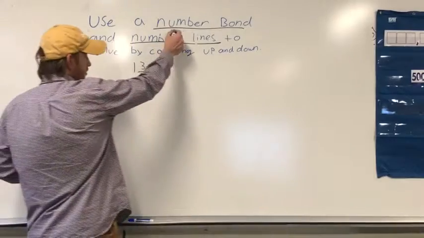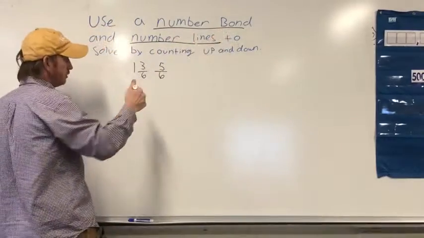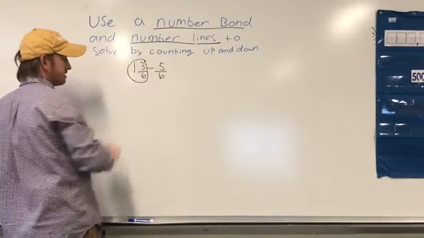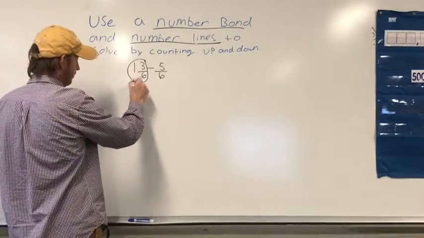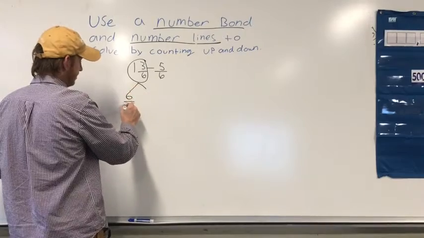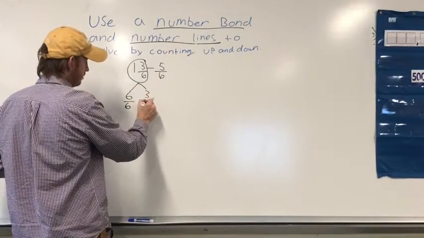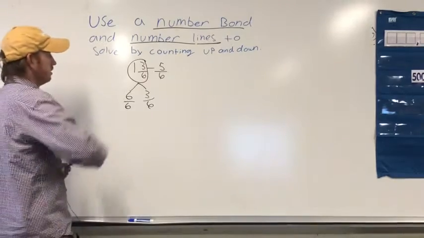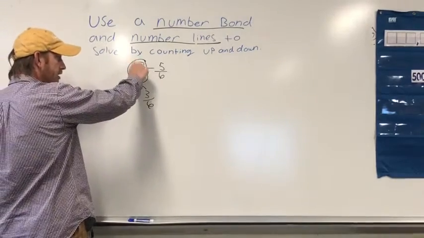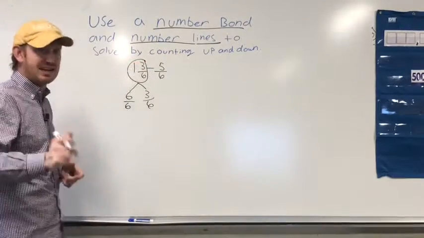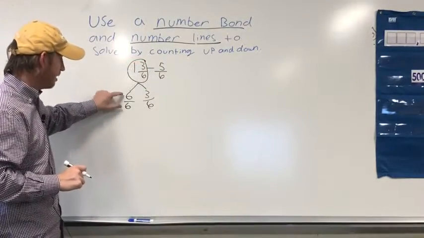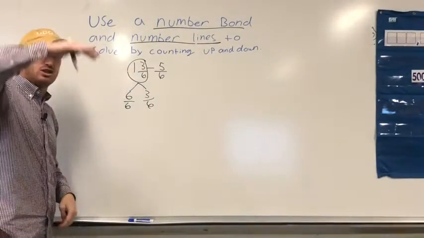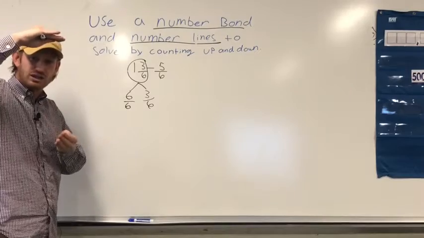First thing I'm going to do is use a number bond. What I'm going to do is I'm going to take my 1 3/6. I'm going to break that down into 6/6 and 3/6. And I can do that because I know that 1 is always going to be the same as the numerator and the denominator being the same. 1 is the same thing as when your parts and your whole equal each other.